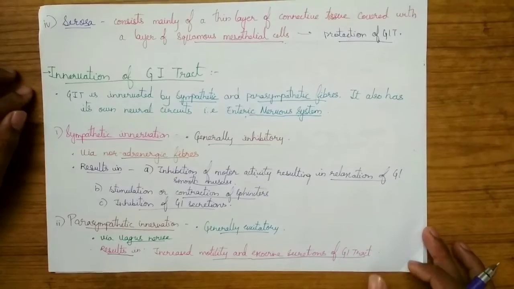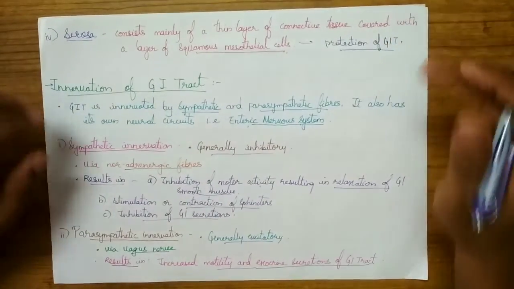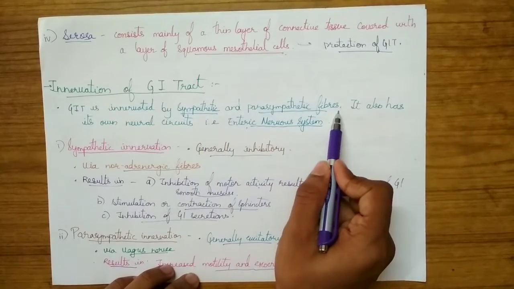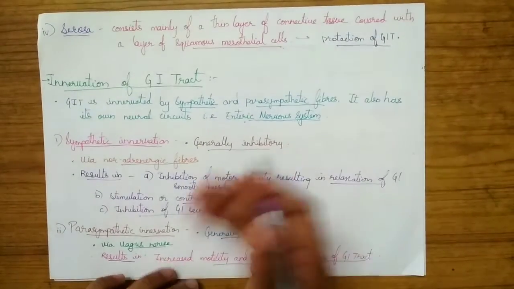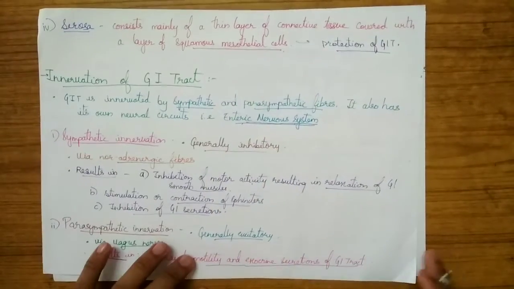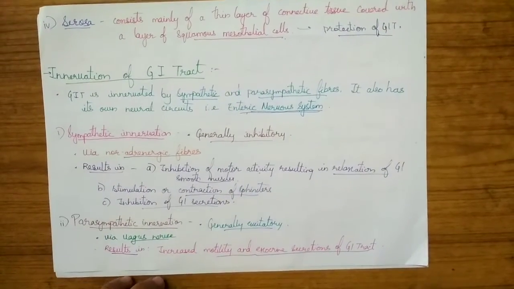Now let's talk about the innervation of the GI tract. The GIT is mainly innervated by sympathetic and parasympathetic fibers. It also has its own neural circuits, that is the enteric nervous system, which is very important and can be asked in the board examination. Let's talk about the sympathetic innervation now.